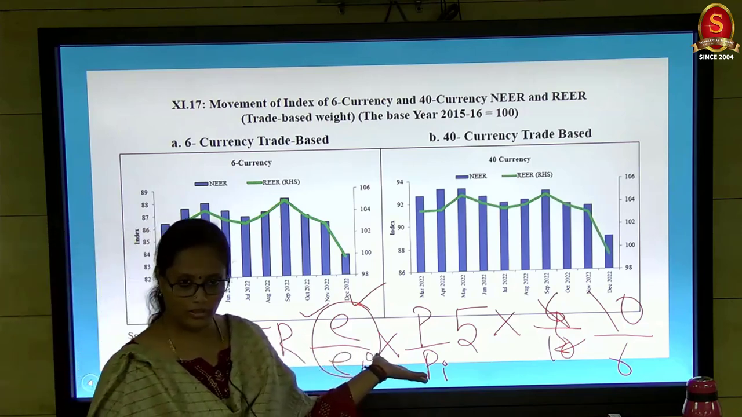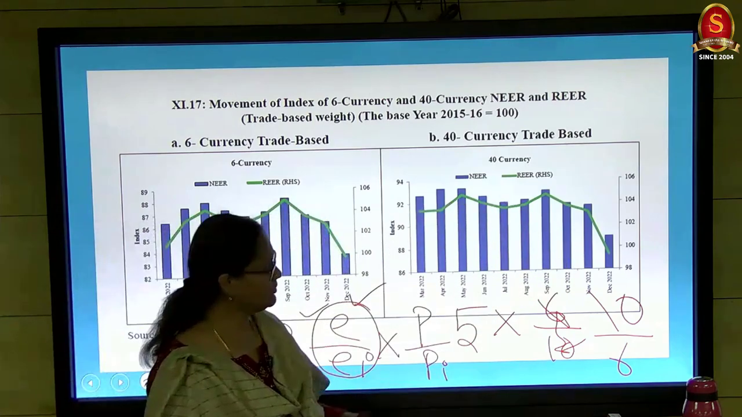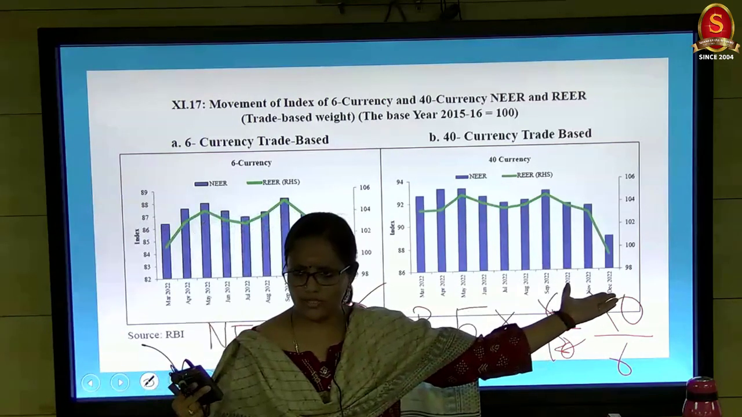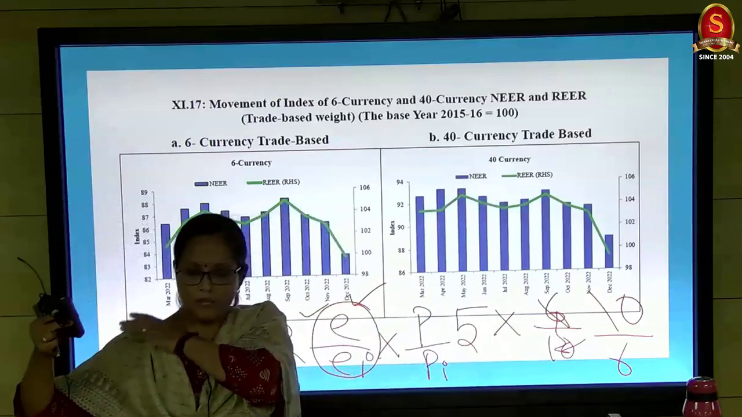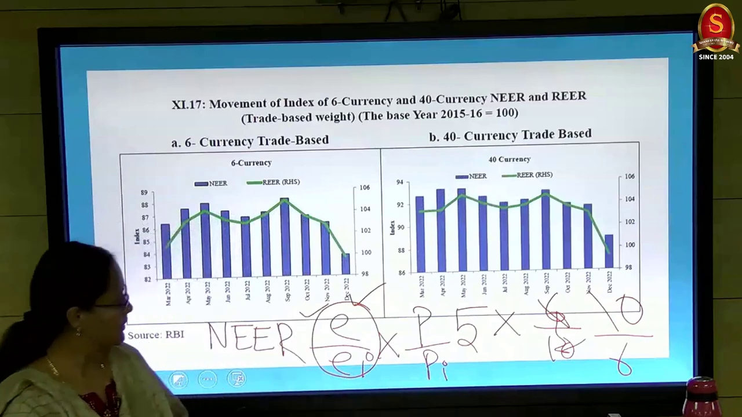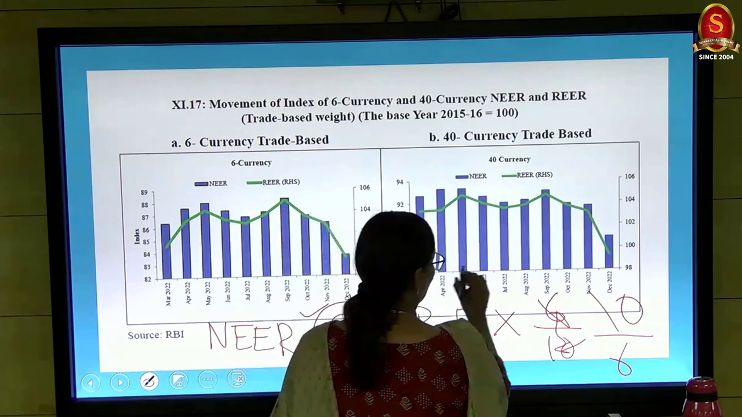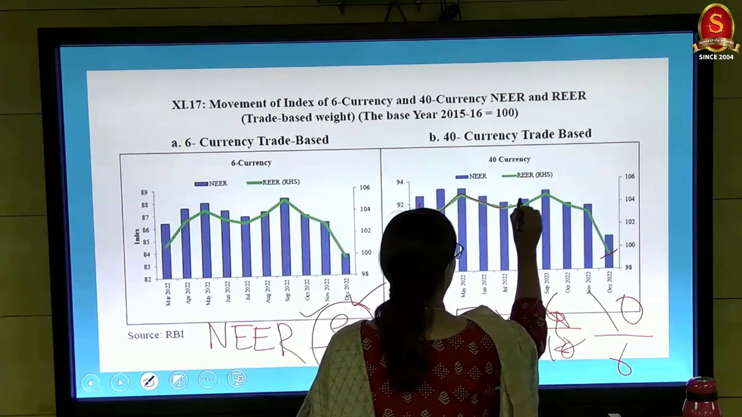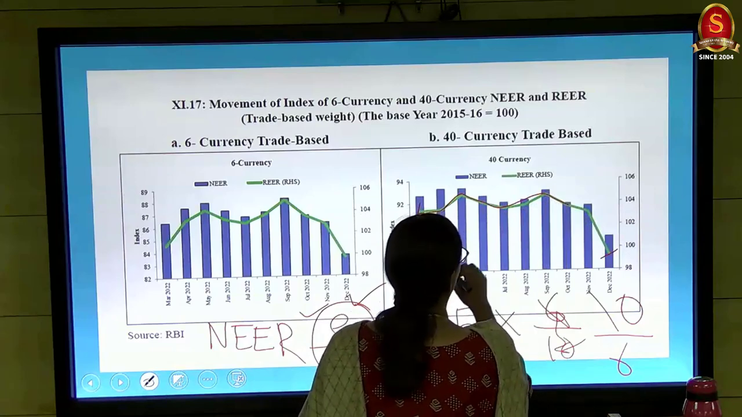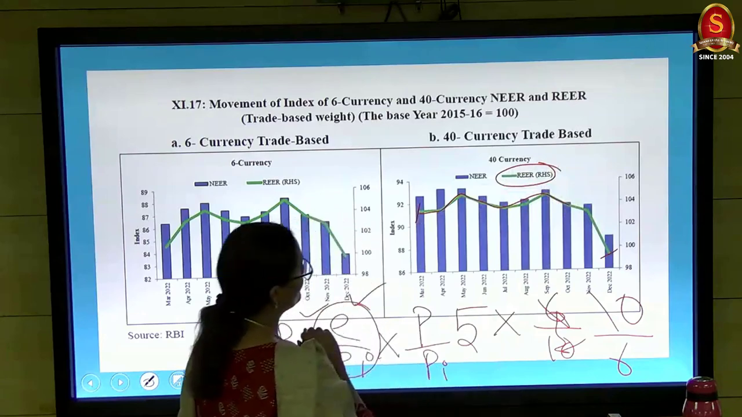Followed? Yes. So, based upon that, we had very high values of inflation in the recent past. Are you seeing that the REER is becoming bad? Yes or no? So, based upon the strength of the prices, where is the REER? In this green color, this is REER, okay.